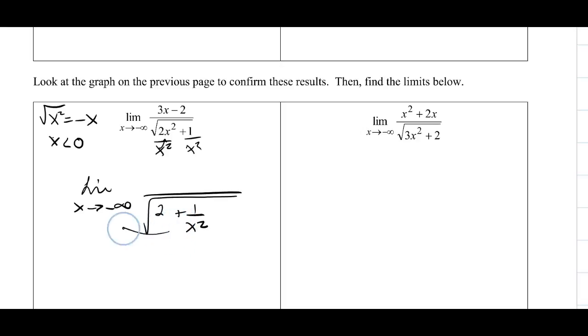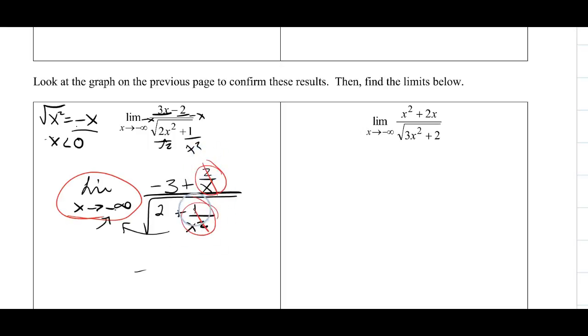When I take that x squared out of the radical, I'm taking the square root of negative infinity, so it's going to be negative x. So I'm going to divide everything in the numerator by negative x. With the 3, 3x divided by negative x is going to be negative 3, and negative 2 divided by negative x will become positive 2 over x. Now I can take my limit as x approaches negative infinity. Anything that still has a power of x in the denominator approaches 0, and I get negative 3 over radical 2, or I can say negative 3 radical 2 over 2.